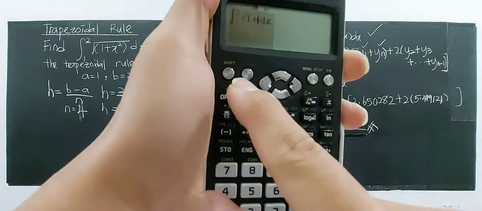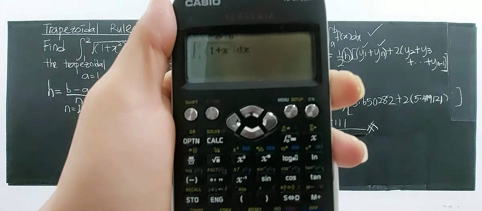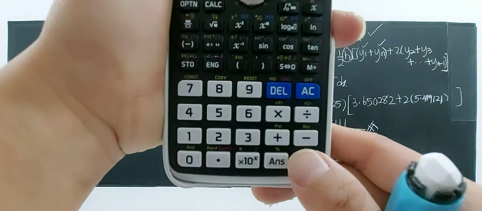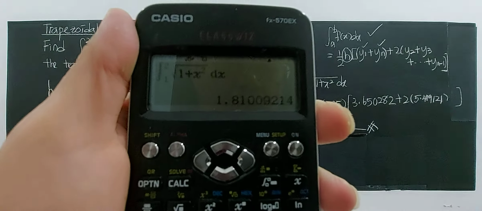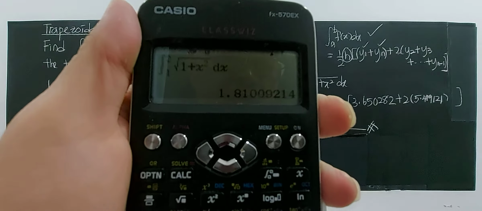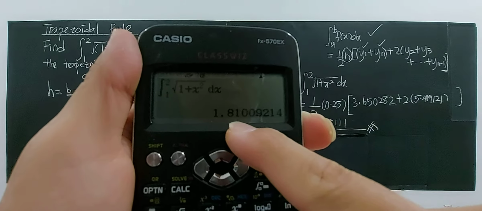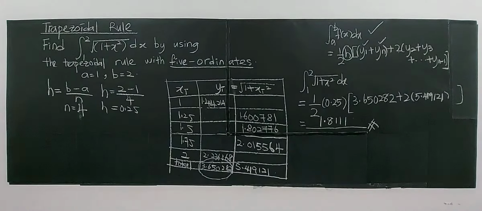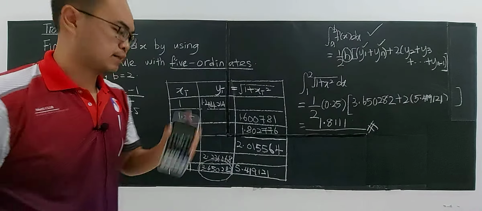1 plus the alphabet x to the power of 2, right? So we have keyed in this one. We press the equal button. Then we get 1.8100914. So what you get from the calculator is the exact value.